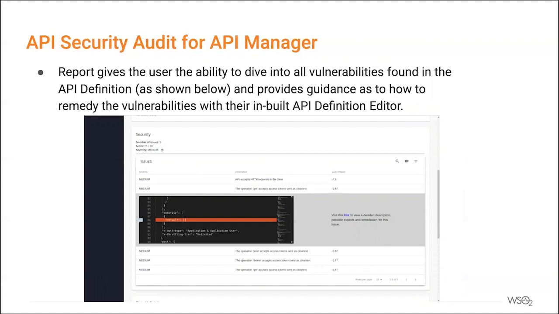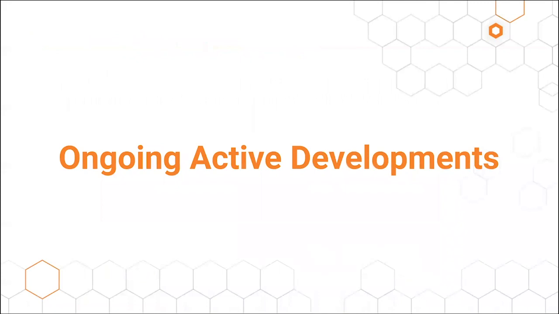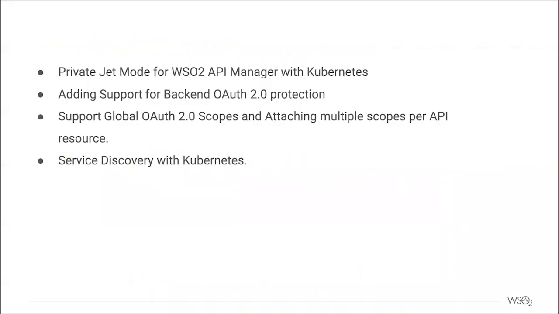So this is again a pretty cool feature. As we all know, security is a very important aspect in APIs, and this makes it very easy for API developers to check the best practices in terms of security of the API definitions through this facility. So that's about that, and we have a few active developments going on. I'll go through these quickly since I want to open up the conversation to the rest of the community.